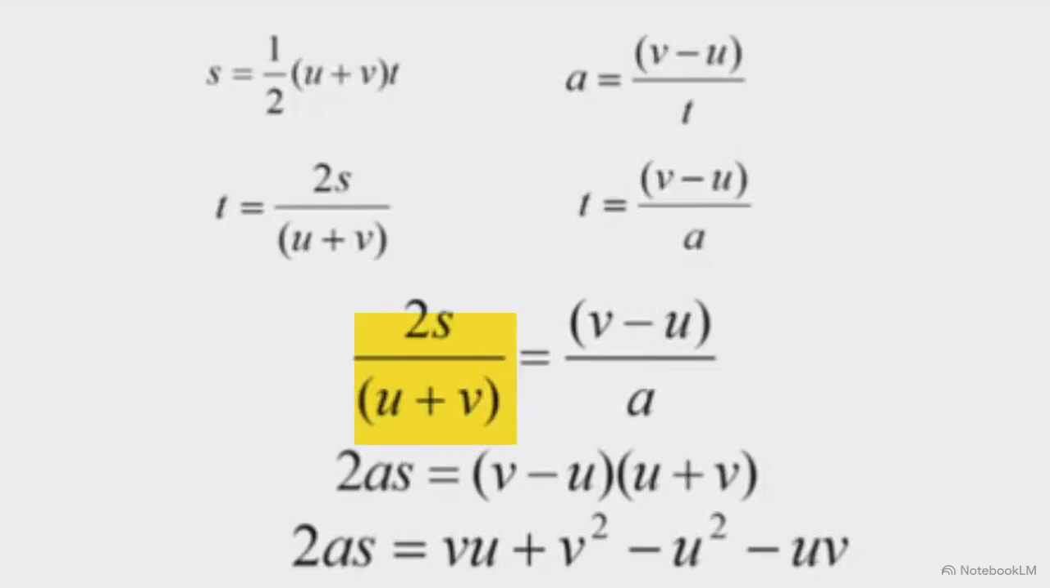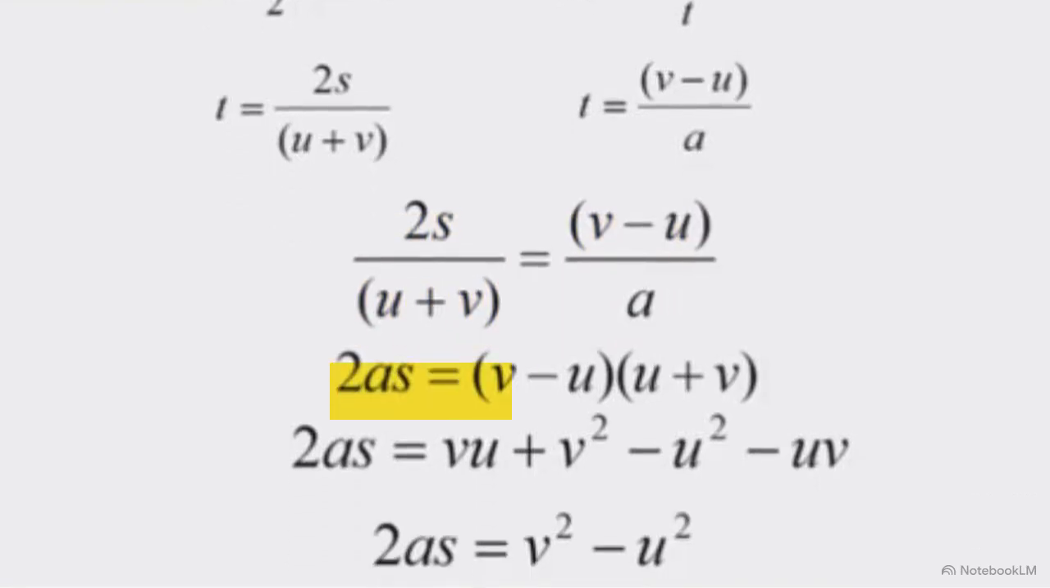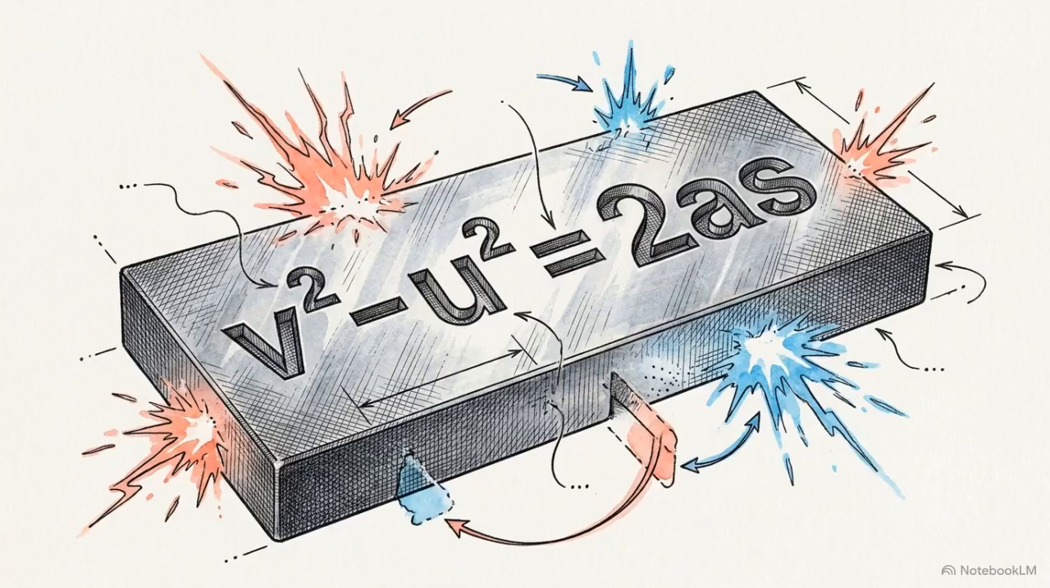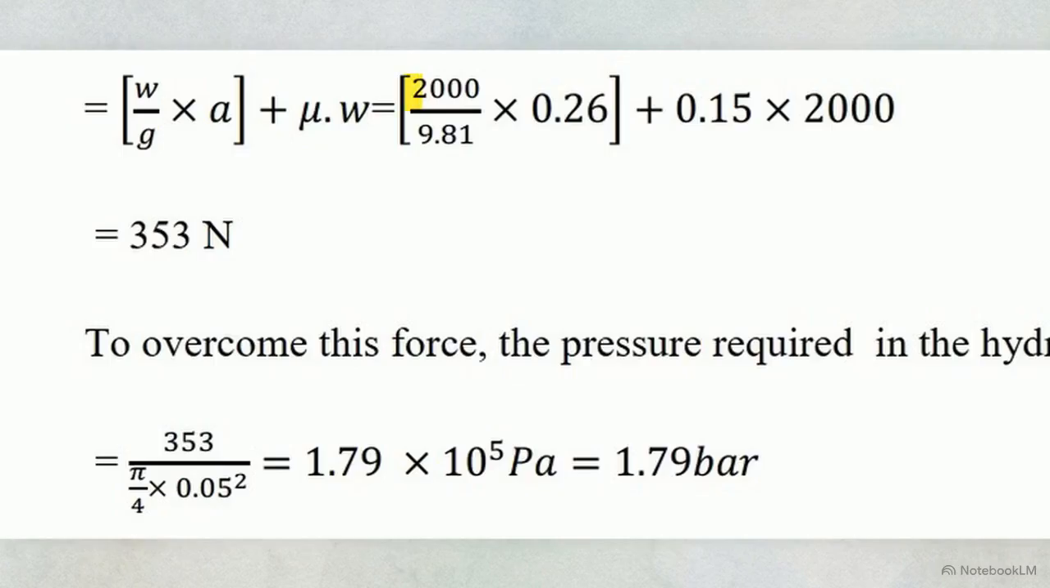Because both equal t, we set them equal, eliminating time entirely. Cross-multiplying the denominators gives 2as equals (v minus u) times (u plus v). Expanding brackets simplifies to our final equation, v squared minus u squared equals 2as. This formula is the bedrock for sizing mechanical actuators, dictating the necessary acceleration using only the spatial boundaries of the machine itself. We need a pneumatic cylinder to accelerate a 2,000 Newton table.